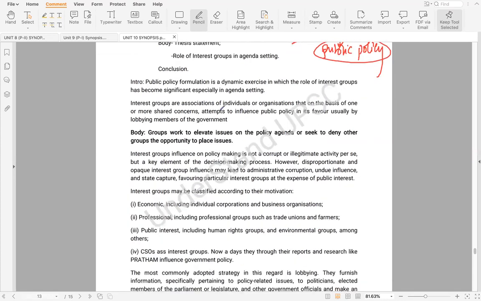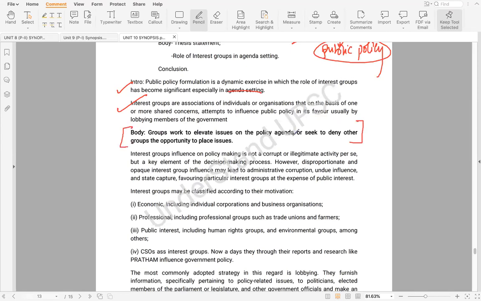Okay, so public policy formulation is a dynamic exercise in which the role of interest groups has become significant, especially in agenda setting. Interest groups kya hote? Interest groups are associations of individuals, organizations that on the basis of one or more shared concerns attempt to influence public policy in its favor, usually by lobbying the members of the government.